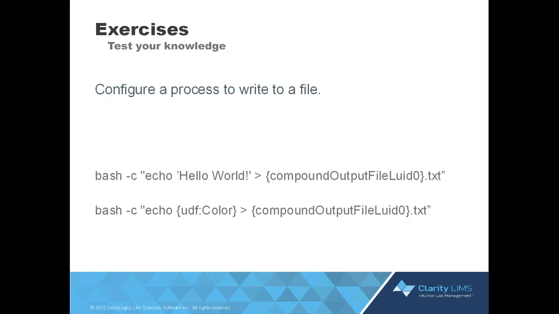We will configure a process and we'll define two parameter strings or command strings that it will write. Very simple in this case, but they should at least begin to illustrate how this thing works. The first one will just be writing hello world to a file, and then that file will be captured, and then the second one will be passing one of these user-defined fields. We'll define one for color and we'll write that to the file and then capture the file.